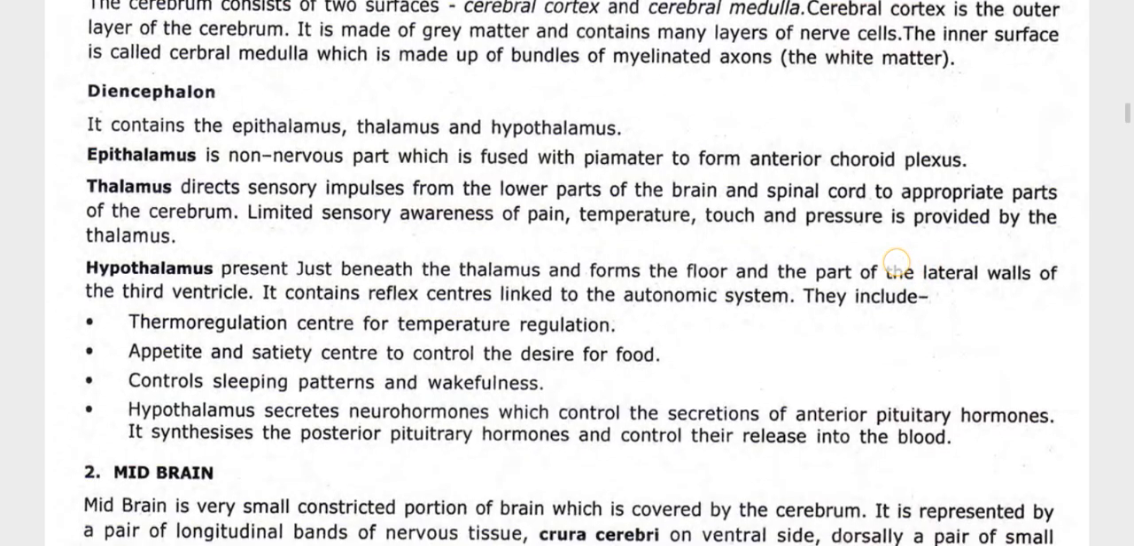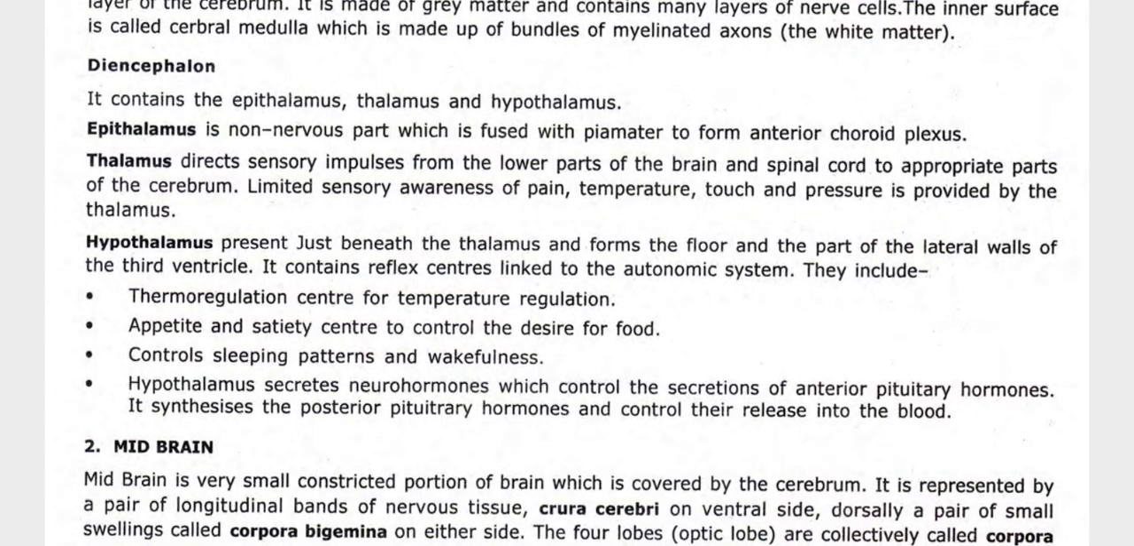Then diencephalon. It contains the epithalamus, thalamus, and hypothalamus. The epithalamus is a non-nervous part which is fused with pia mater to form the anterior choroid plexus. The thalamus directs sensory impulses from the lower parts of the brain and spinal cord to appropriate parts of the cerebrum. Limited sensory awareness of pain, temperature, touch, and pressure is provided by the thalamus.